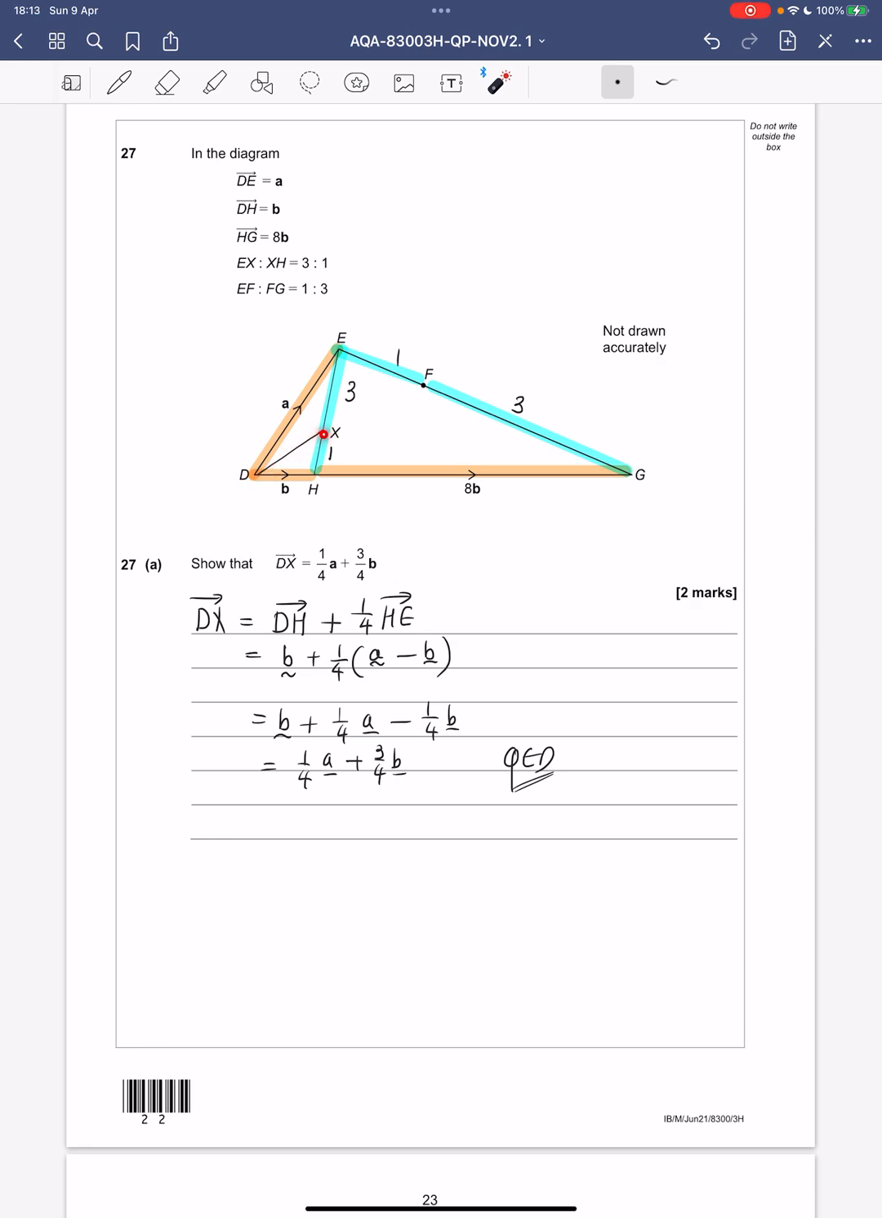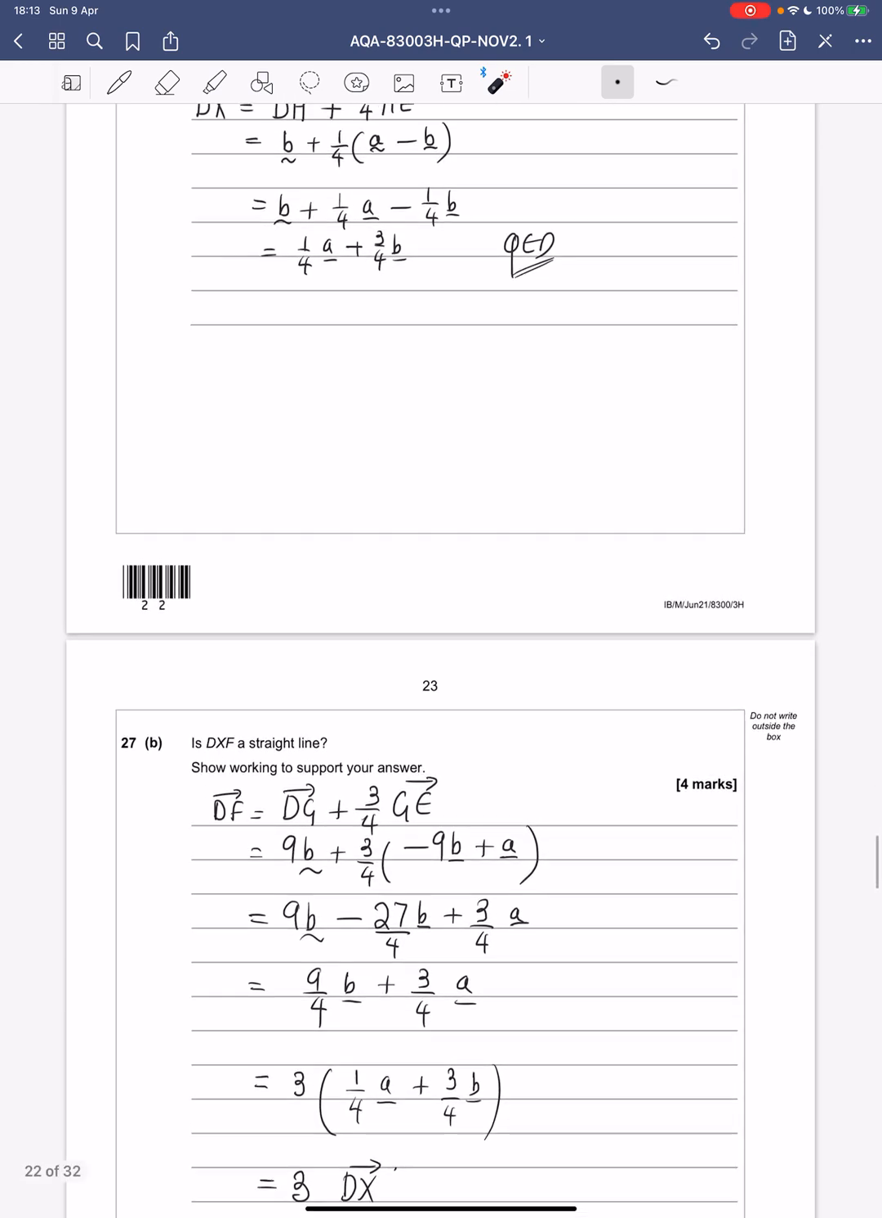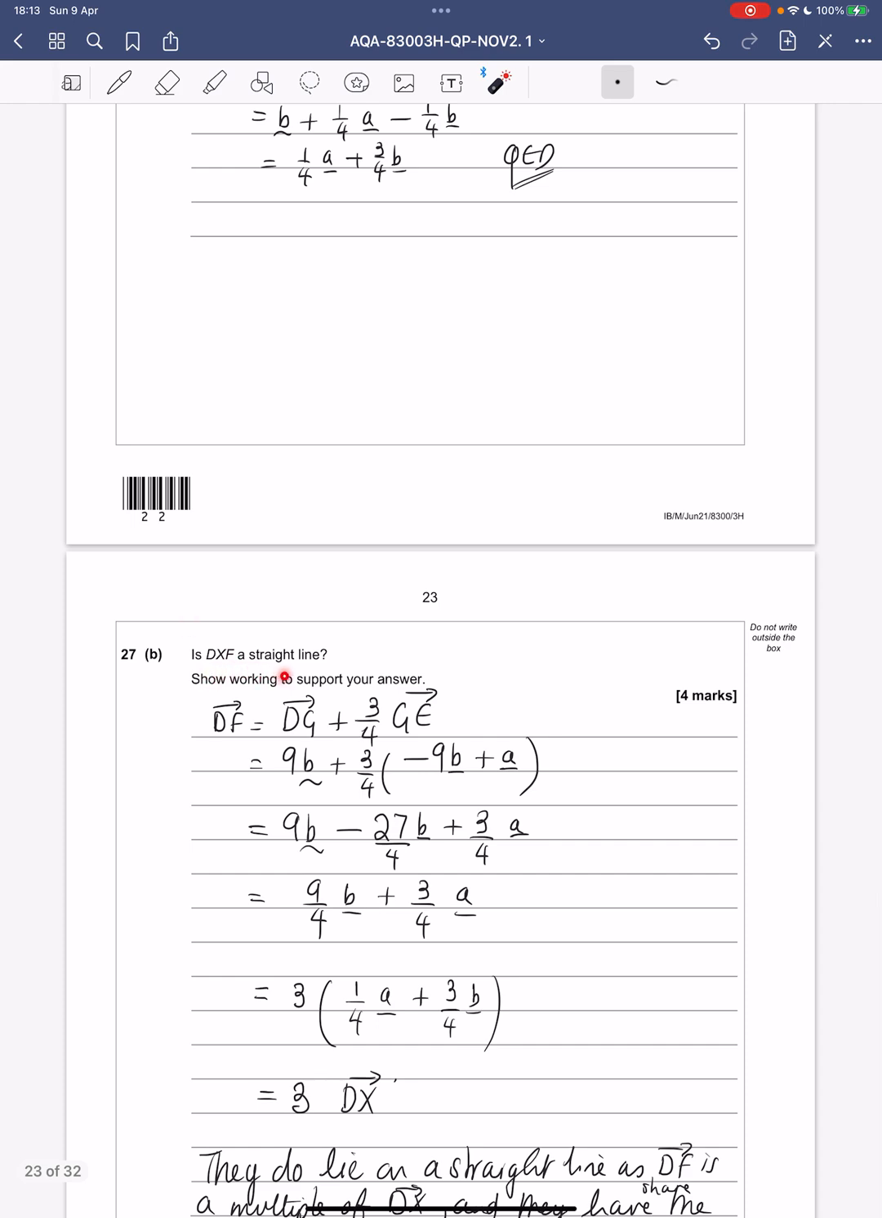So to get from D to X, we've got to do B plus 1 out of 4, so 1 quarter of H to E. So that's B plus a quarter. And to get from H to E, we've got to do minus B plus A. So it's B plus a quarter A minus a quarter B. So it's a quarter A plus 3 quarters B. Okay, so it's this one, H to E, because we've got to do it in terms of A and B, so we've got to go back along the B and then to the A. QED means shown.